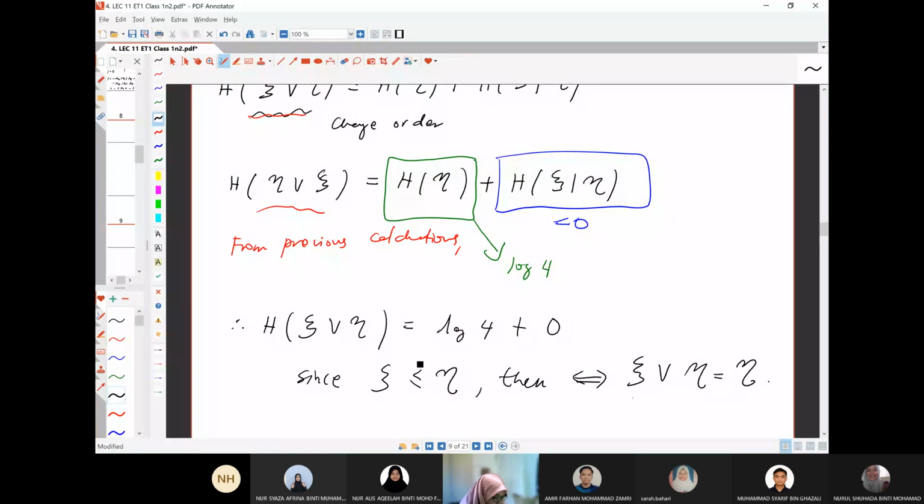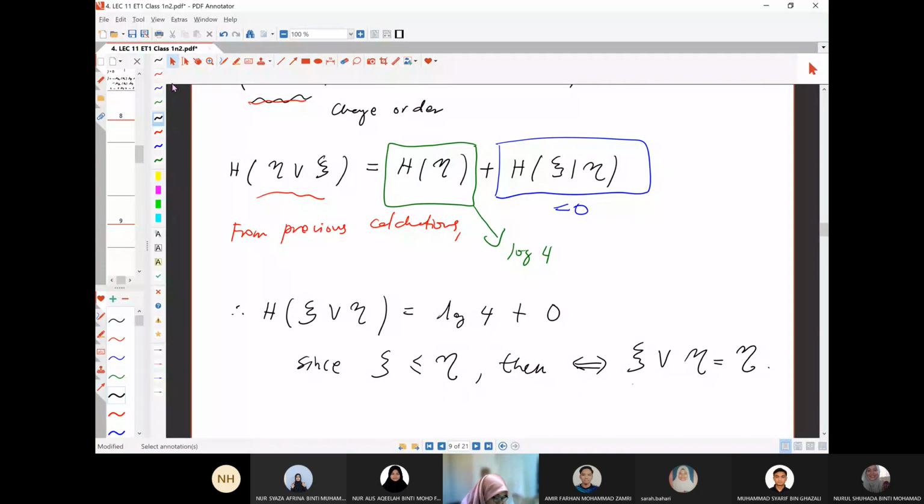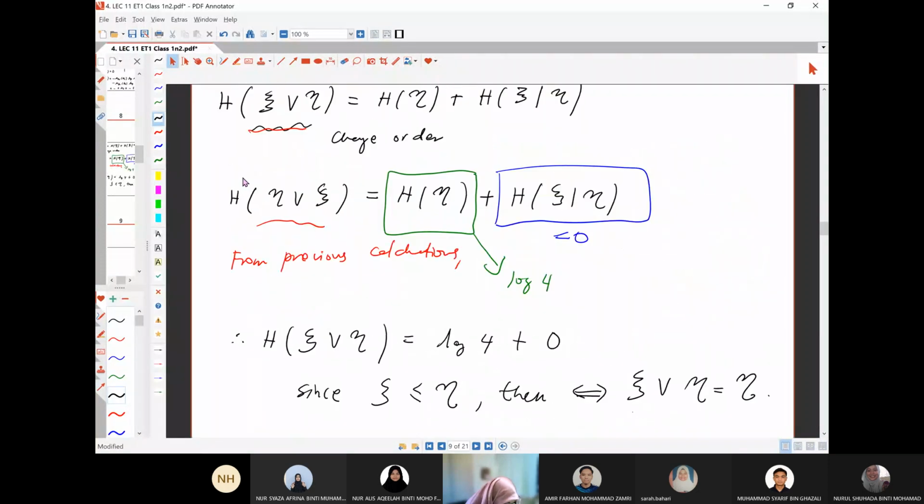It's like this. What is it trying to say? First, let's say we have the entropy of psi and eta. So the entropy of psi and eta is equal to the entropy of eta plus the entropy of psi given eta. If we change the order on the left-hand side, so I have eta join with psi, the right-hand side is still the same. And from the previous calculation, we know that the entropy of eta is log 4, because it has 4 elements, so they are symmetric, so we have log 4. And the conditional entropy for this is equal to 0. Because of what? It's what we calculated just now. All of these.